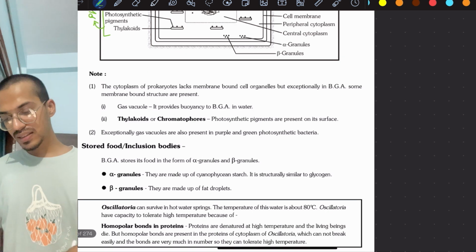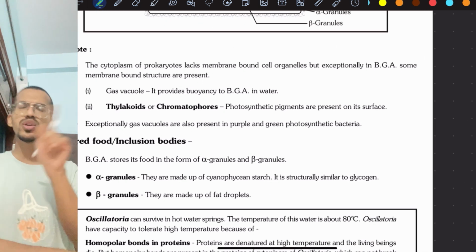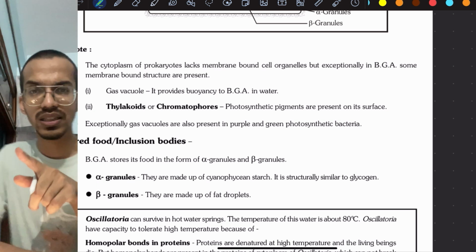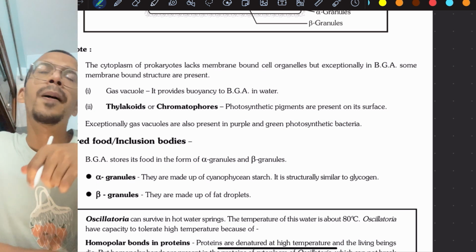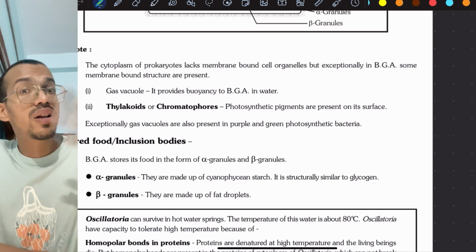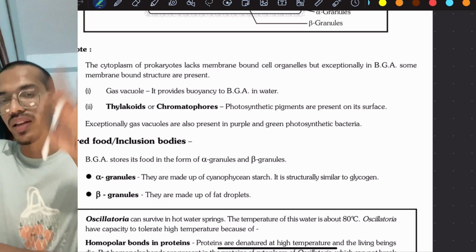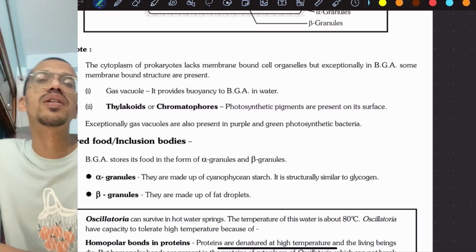Then coming to the next thing, these thylakoids are also called chromatophores. I have already told you there are chromatophores present in the prokaryotic cells of bacteria. That has been written over here also, which is why I'm not repeating the things written here. I'm explaining most of the things, and all the things have been written in the notes.